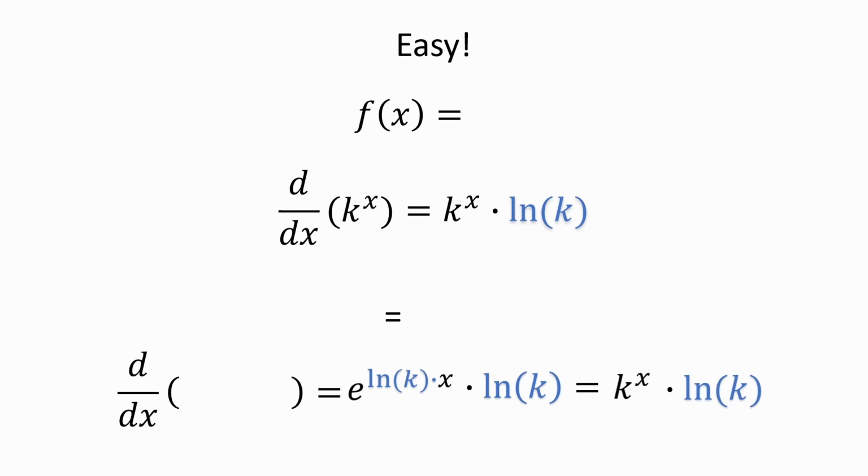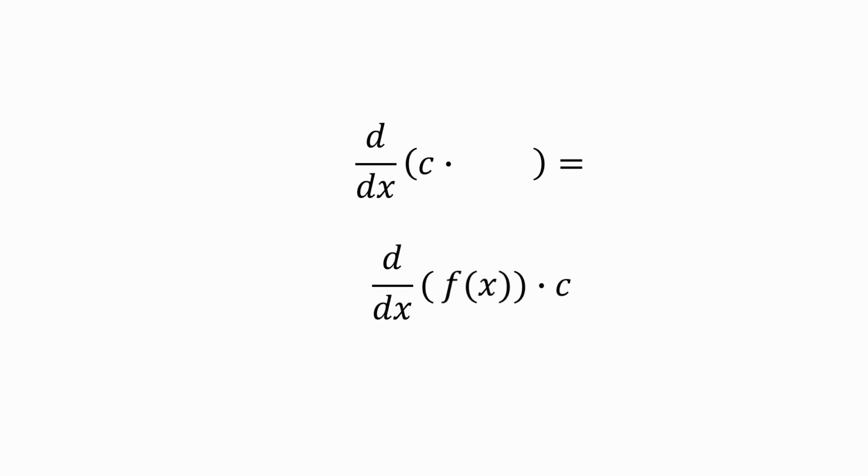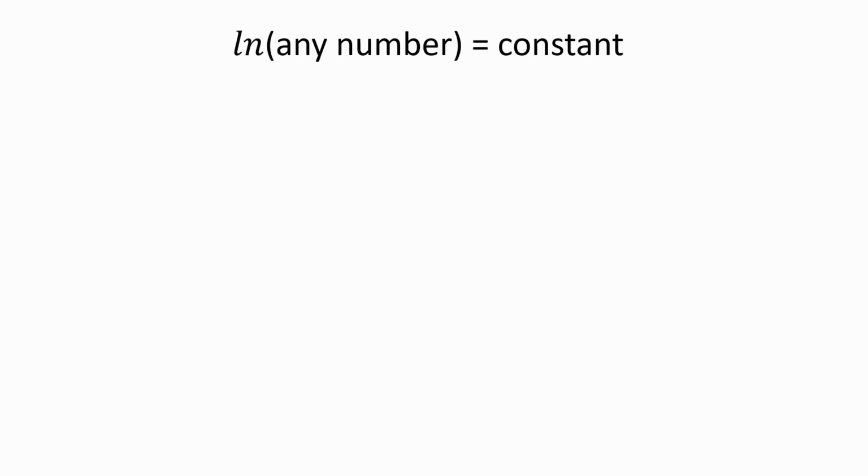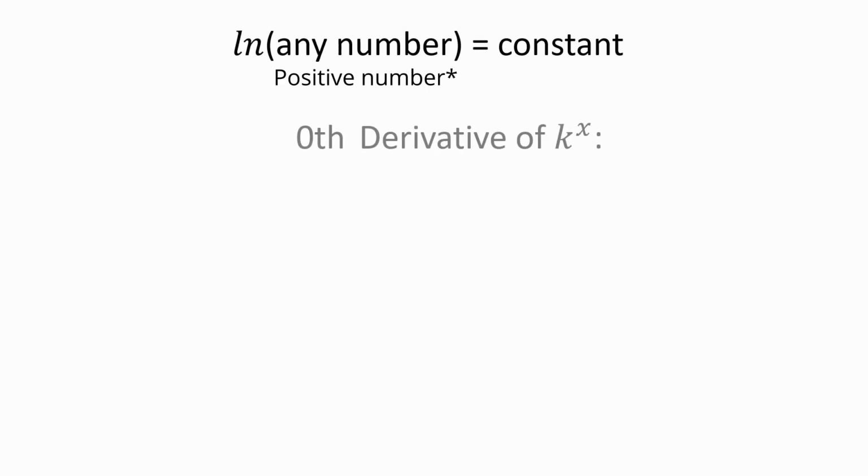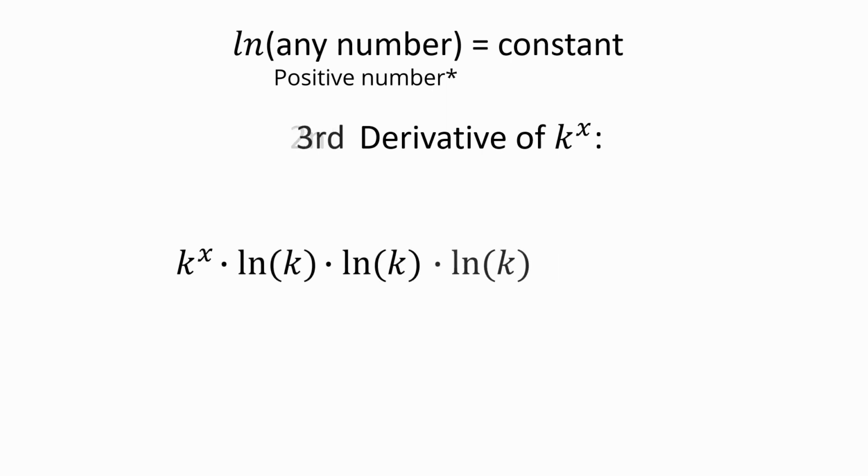Now, we have to take the derivative of that. Well, remember, the derivative of a constant times the function is the derivative of the function times that constant. Since the natural log of any number, in our case k, is always a constant, then when taking more and more derivatives of k to the x, this natural log will accumulate.